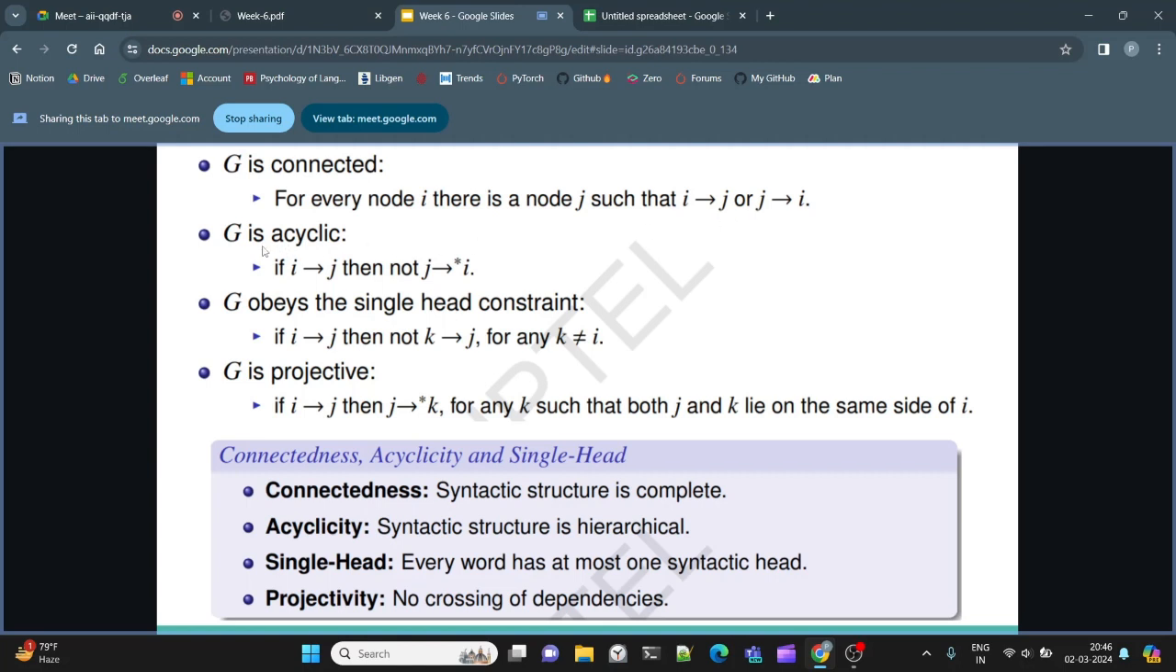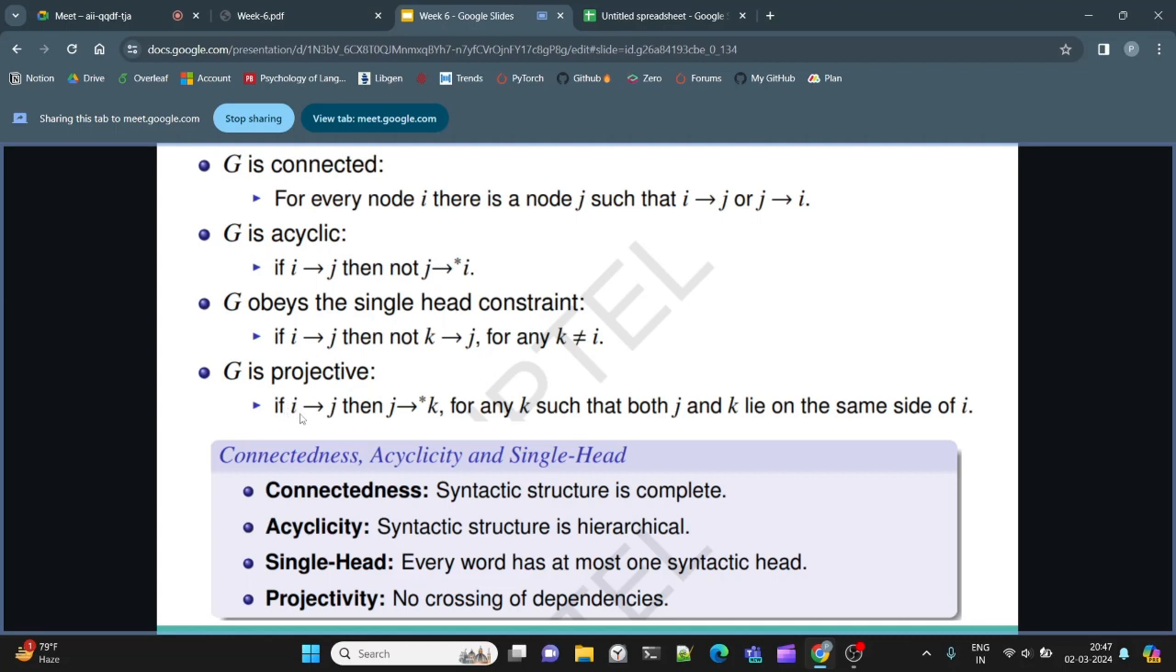Okay, next is the graph is acyclic. So if there is an arc from I to J, there cannot be a path from J tracing back to I. Okay, that is not possible. G obeys the single head constraint. So if there's an arc from I to J, so I is the head for J in this case, then K to J, where K is again a head for J, that is not possible if K and I are different. And G has to be projective.